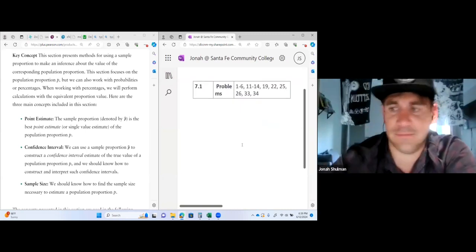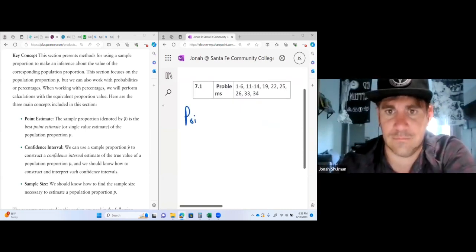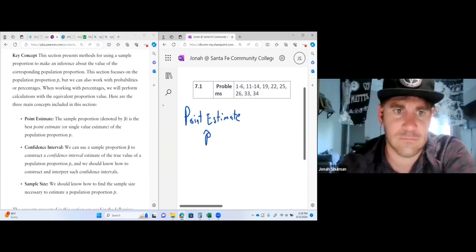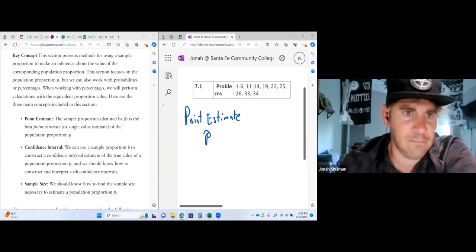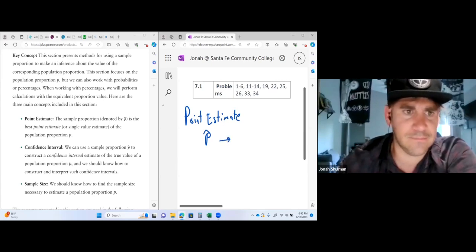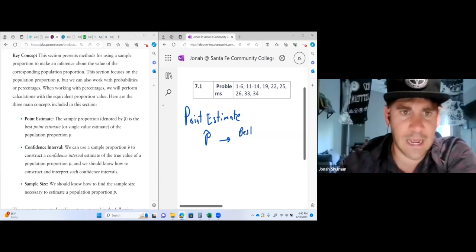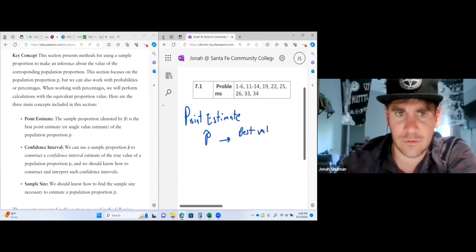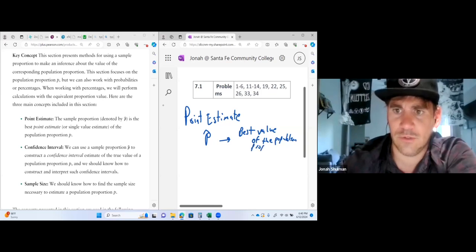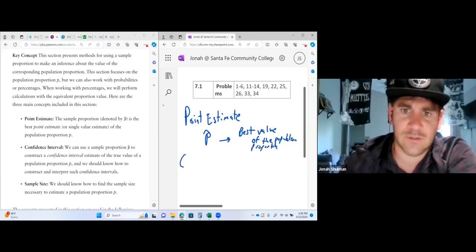So we have a point estimate, which is basically what is the best estimate or single value of the proportion of the population. So we need basically the best or most accurate value of the population proportion. Okay. Then we've got our confidence interval, and this word we will see a ton.